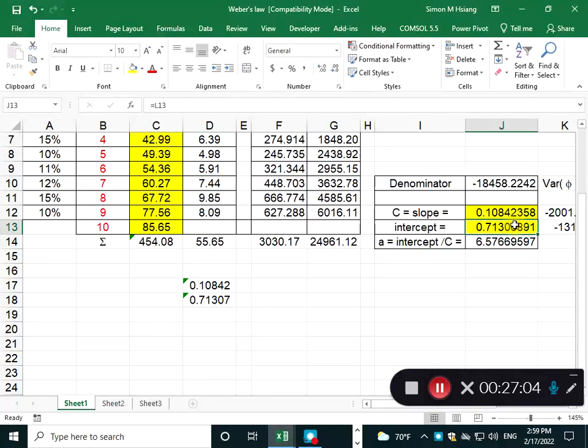Okay? And then you get your intercept. But now, here's the tricky part. Remember I told you guys about Weber's? Weber did not use delta phi over phi.